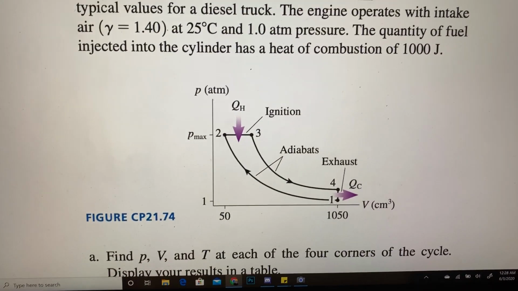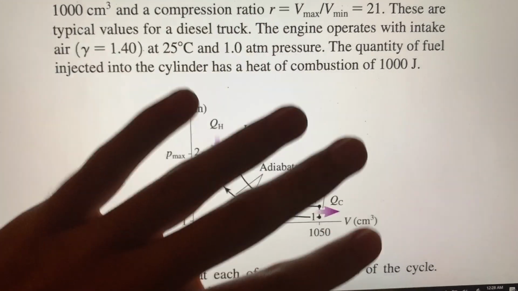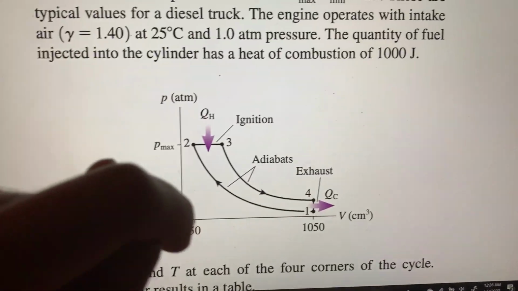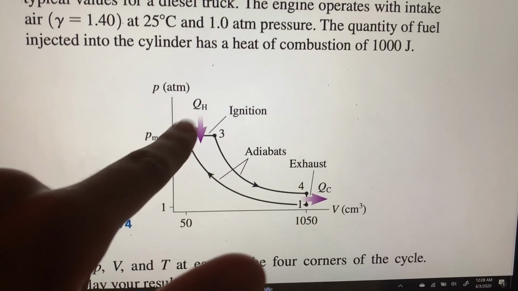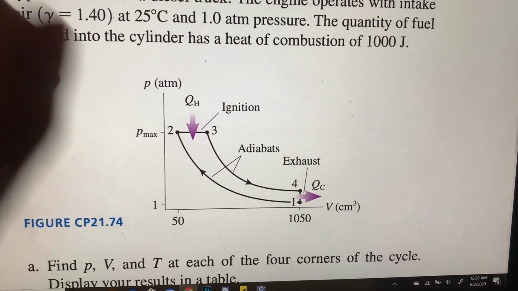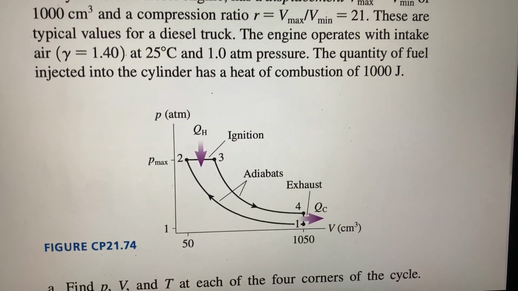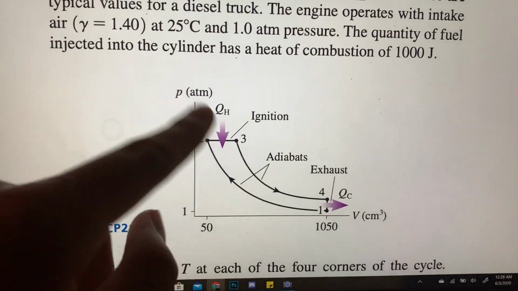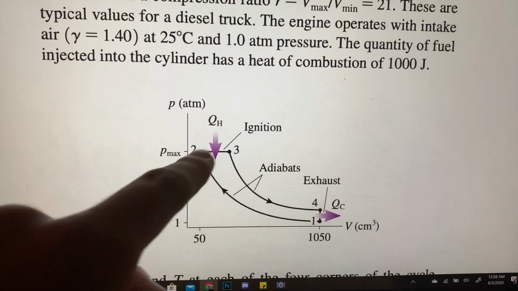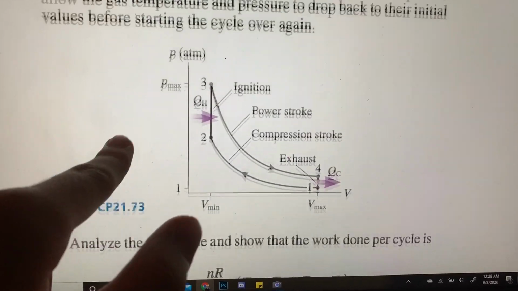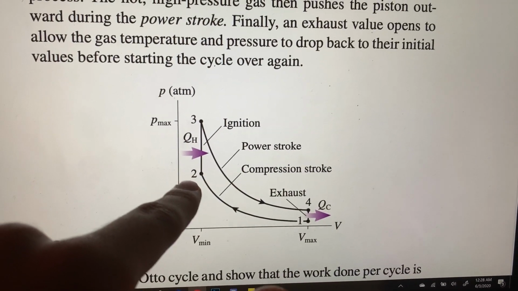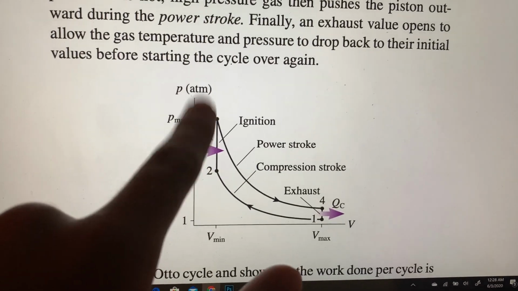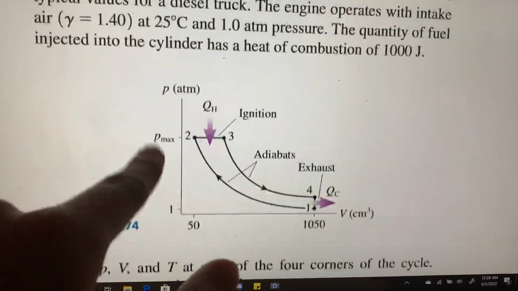So this is what your diesel cycle looks like. Just note one of the differences between this and the Otto cycle is that here, when the ignition is happening and you have your heat of combustion, it is coming here at the top when you have constant pressure, so an isobaric process. In the Otto cycle it is happening when it is at constant volume. So that's just one of the differences.